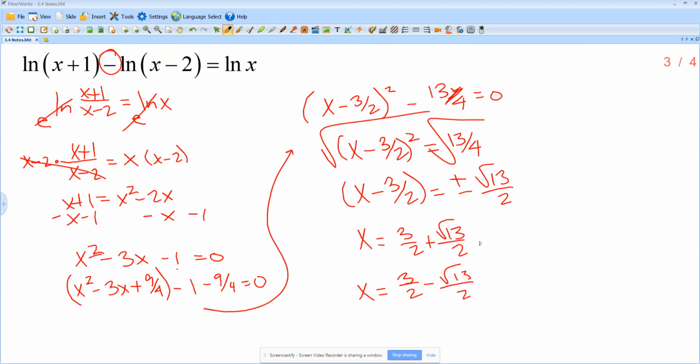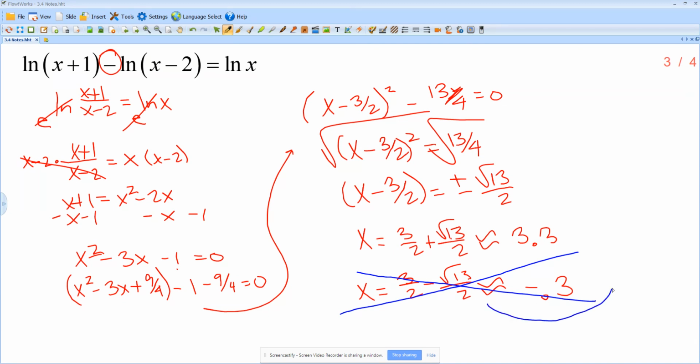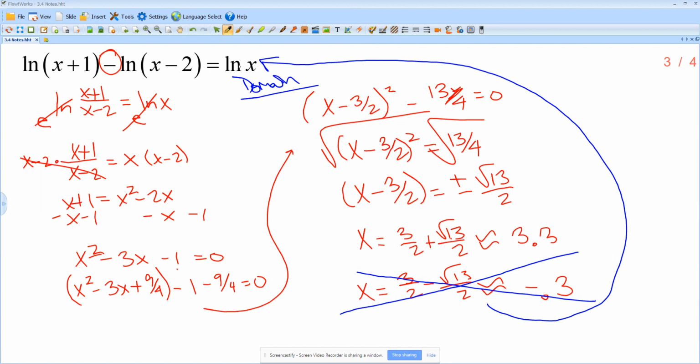If we wanted these as approximations, this is approximately 3.3. This is approximately negative 0.3. And what happens then is we have an issue with this second one. This we would have to reject. And the reason that we reject that is if you go back to the original problem, and if I were to put negative 0.3 into this, it's not within the domain, because I cannot take the log or the natural log of something negative.